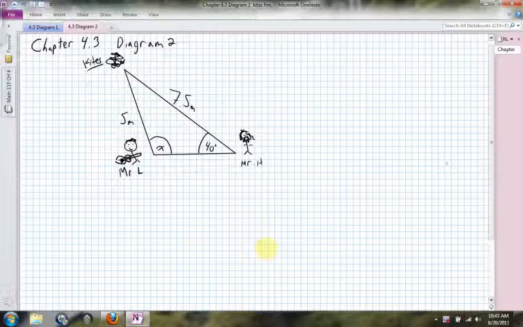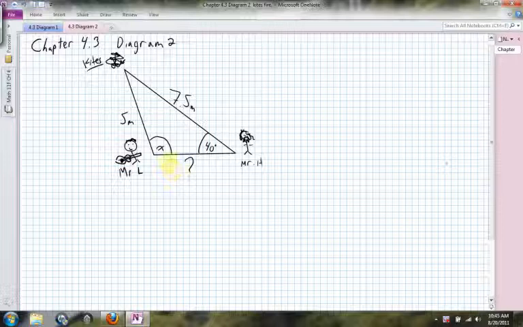So here's chapter 4.3. This is the second diagram. This is the second way that you can actually set this one up. So this time, the distance in between me and Mr. Laidlaw is down here. Same distance in between us, only this time we're both looking up at the kite mess from the same direction. We're both looking up to the left. We're not facing each other this time.